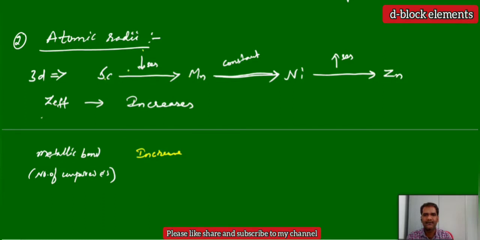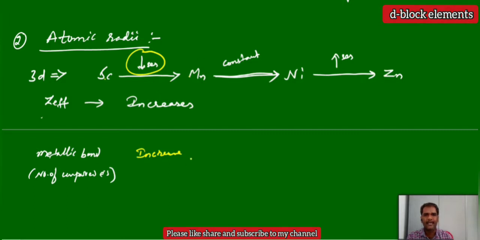So, what is the result? The metallic radii decrease. Why? Because Z effective and the number of unpaired electrons both support decreasing the atomic radii from scandium to manganese. Fine. But come to manganese to nickel.